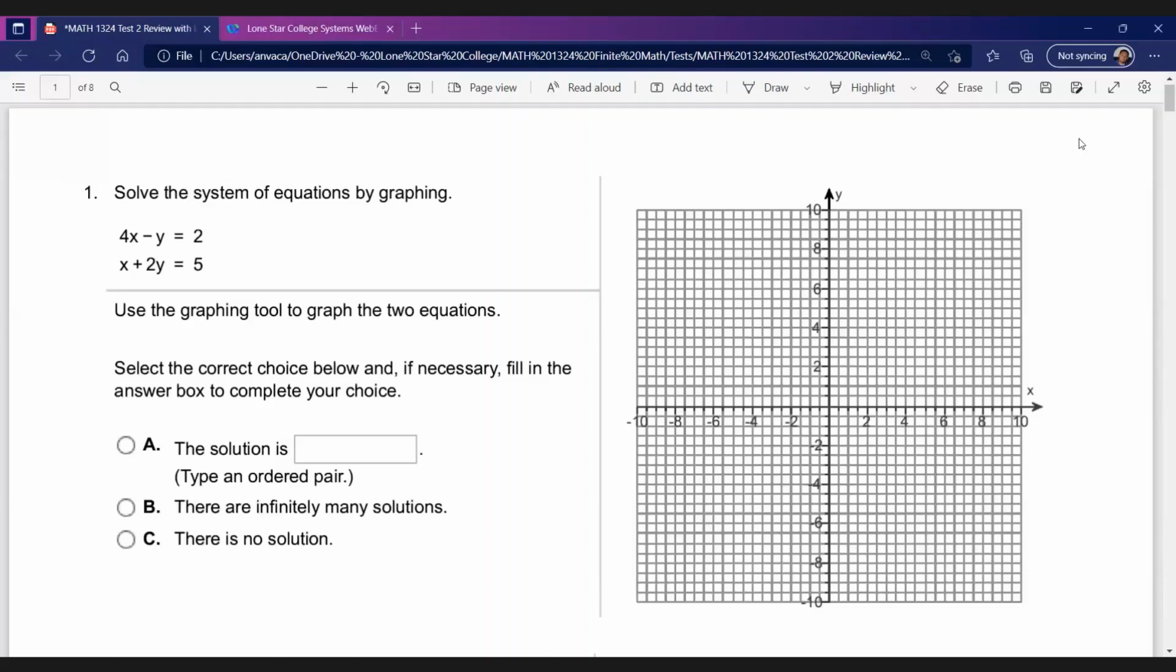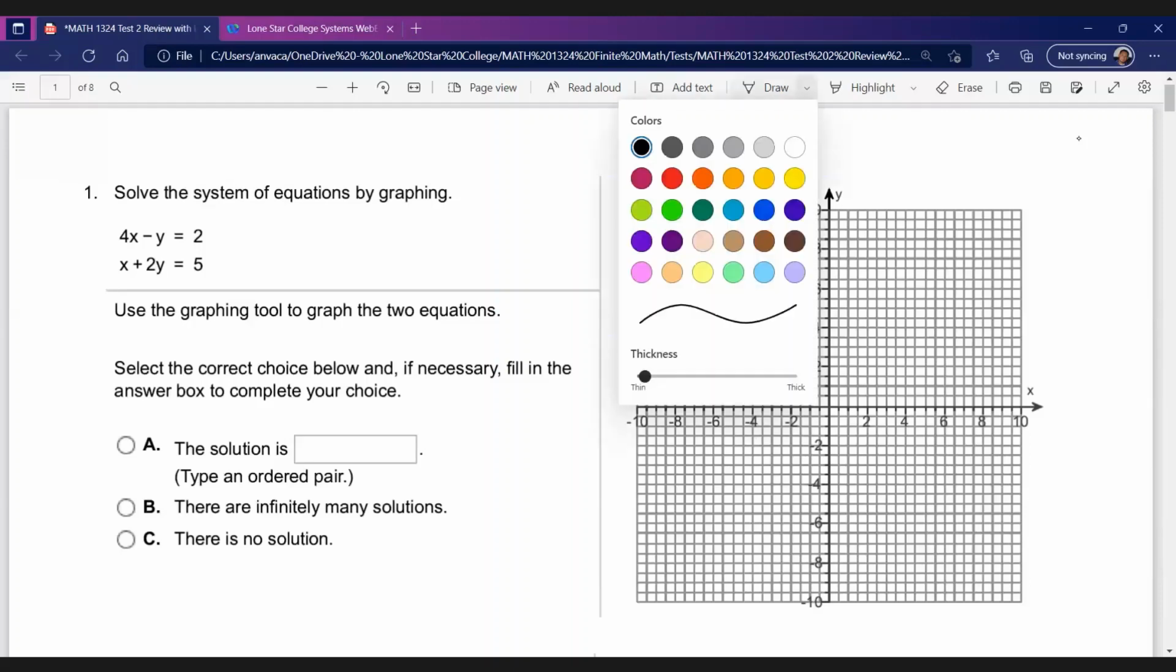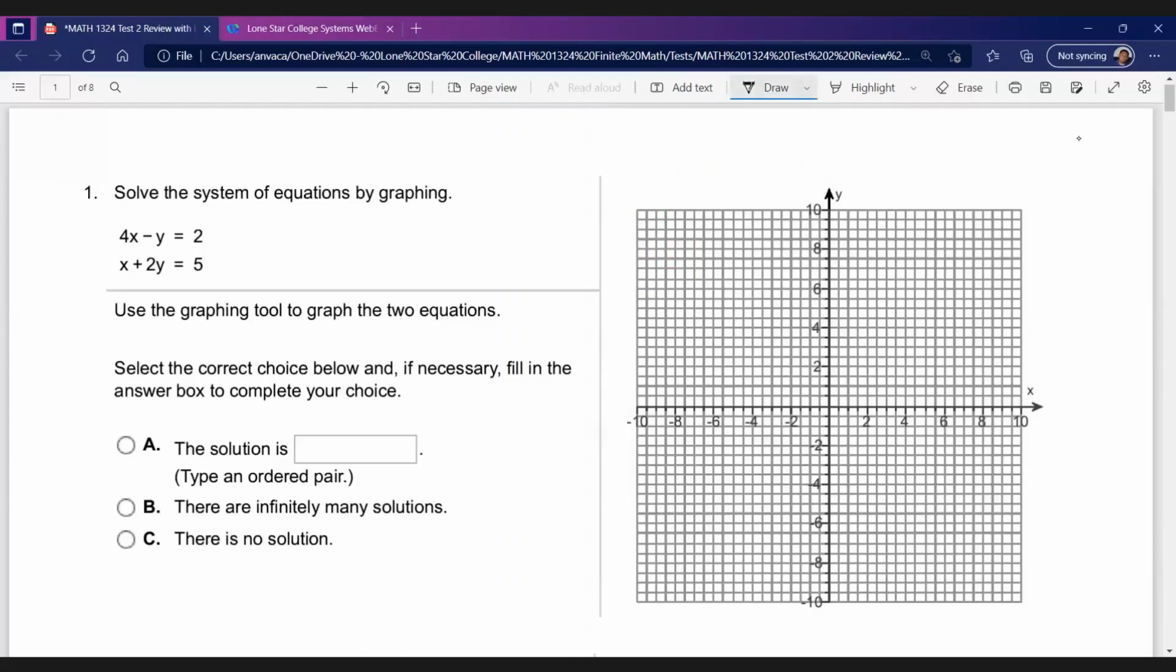Okay, let's go through the second exam review, and let's see how it goes from here. First question, it says to solve the system of equations by graphing. So first I need a pencil, so I need to be able to draw here. And so we have two equations, 4x minus y equals 2 and x plus 2y is equal to 5.